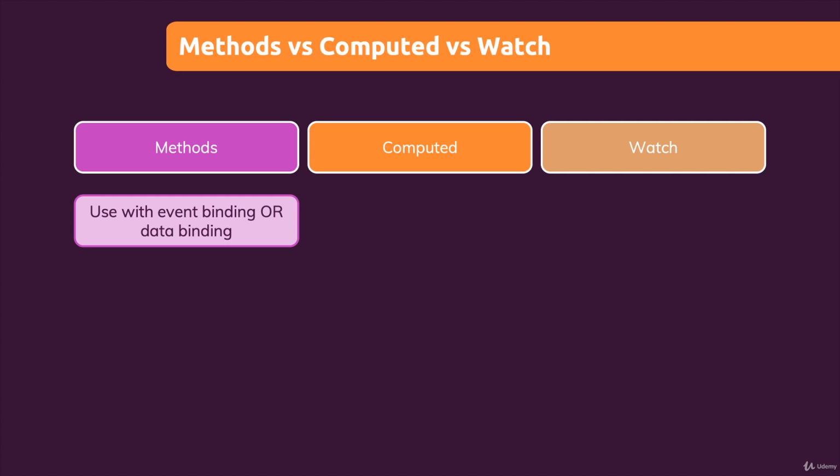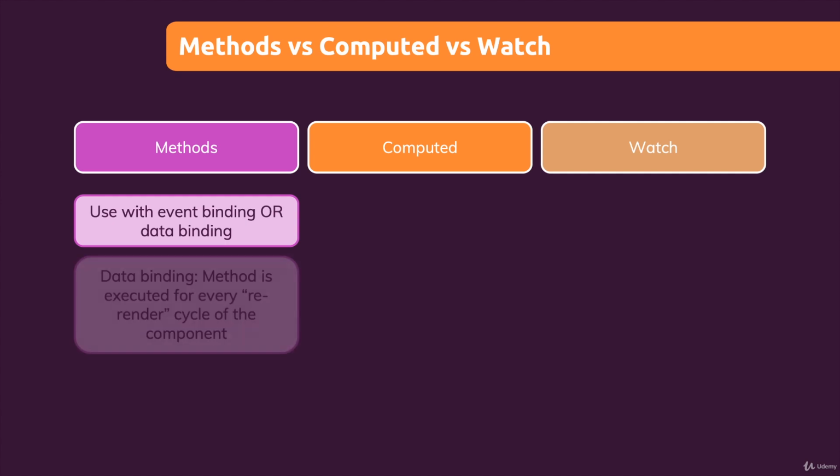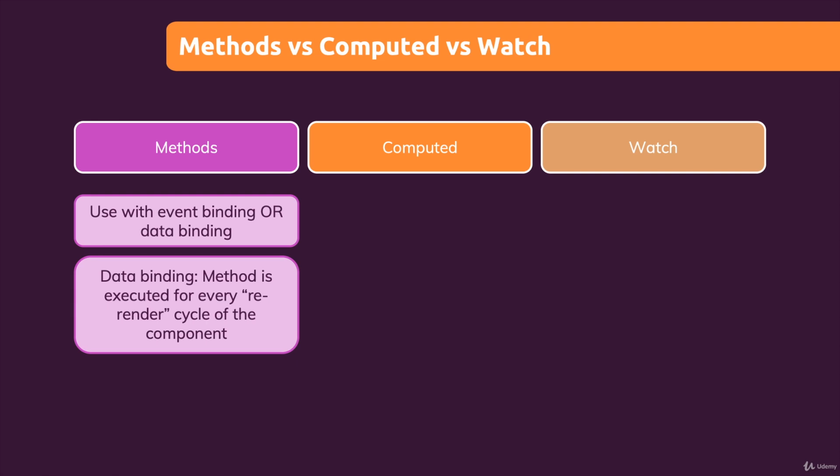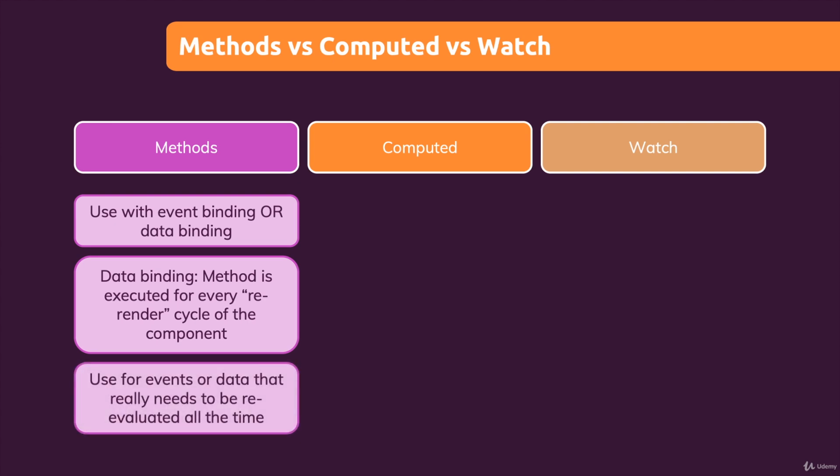And if you use them in the data binding use case, so if you use them between curly braces, for example, to outsource logic from the template to your Vue instance, then the method is executed for every re-render cycle of the component. So whenever something changes and the template is re-evaluated, every method that's called in the template will be called again. That's what I showed you a couple of lectures ago. And therefore, you should use methods primarily for event binding. There, it's a no-brainer. You always use them.